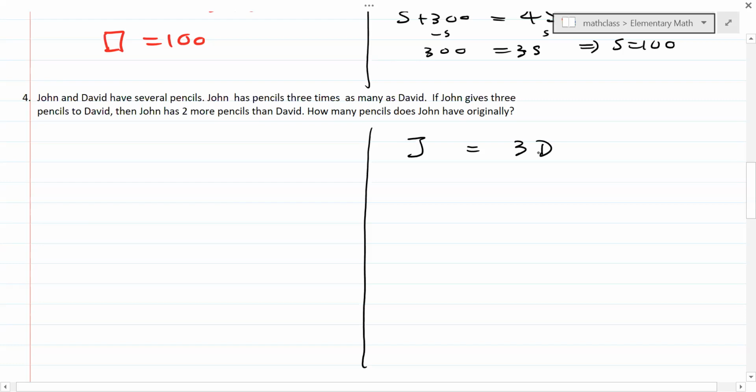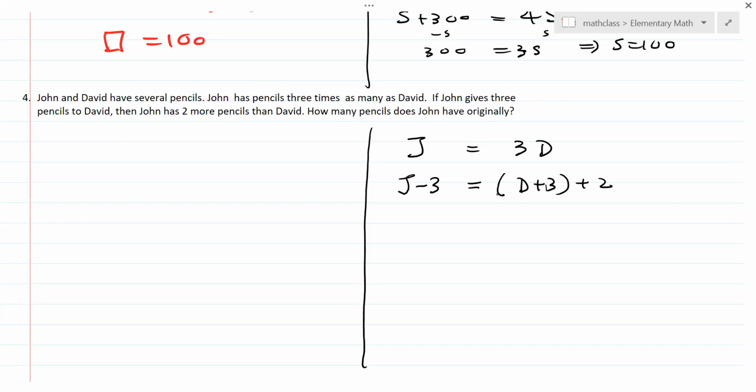If John gives 3 pencils to David, now how many pencils does John have right now? J minus 3. But David has 3 more, so D plus 3. Then when you put the equality, you have to say John has 2 more pencils than David. When you compare both sides, you have to add 2 because otherwise they will not be balanced.